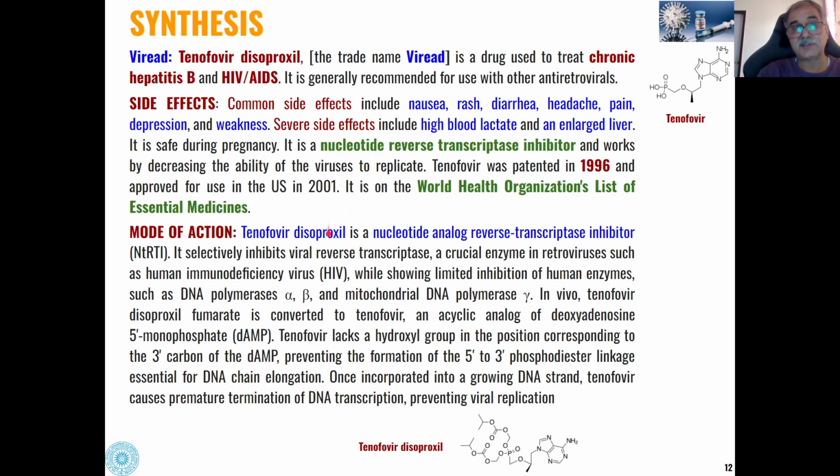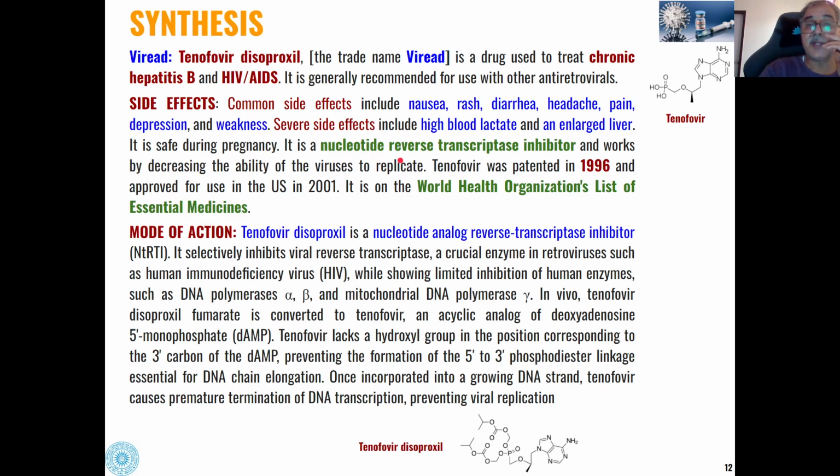Common side effects are nausea, rashes, diarrhea, headache, pain, depression, weakness. All these are the common side effects of this drug, whereas severe side effects include high blood lactate, and an enlarged liver may also be there in some patients. But it is safe during pregnancy.